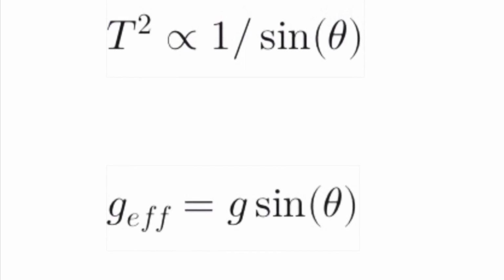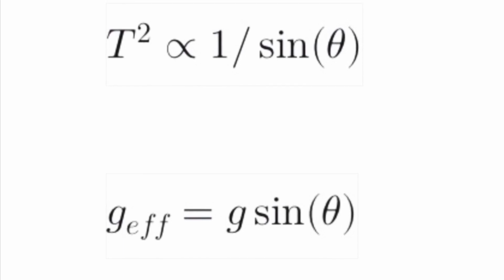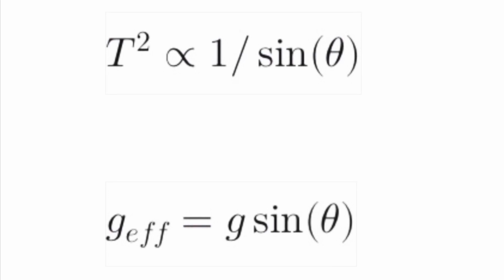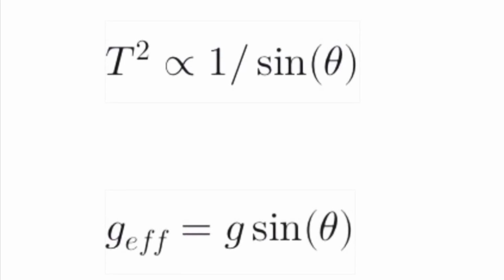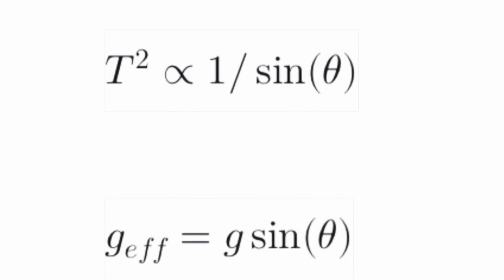Theoretically, on a frictionless inclined plane, the effective gravitational acceleration is reduced to g times sin theta. This leads to a linear relationship where the square of the period, T squared, is proportional to the inverse of sin of the angle.